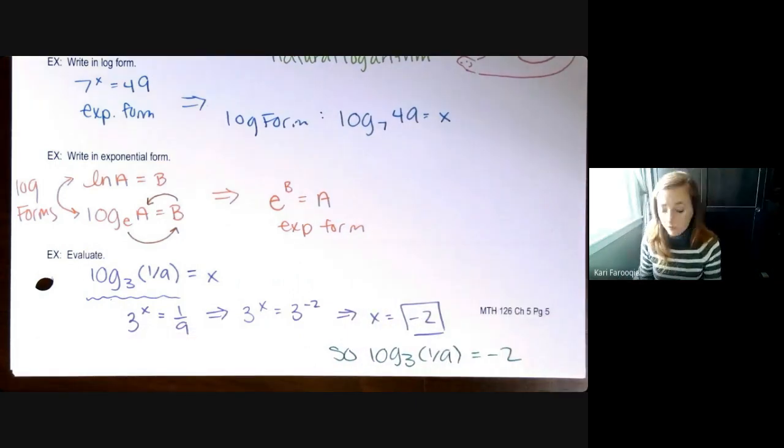So that's how we'll evaluate logs right now. If it's something that we can evaluate, we're going to switch over into exponential form and turn it into something we know a little bit more about. A lot of times when we're dealing with logs, we don't actually deal with the log. We switch it to exponential form because it's so much more familiar to us, and we deal with it that way.